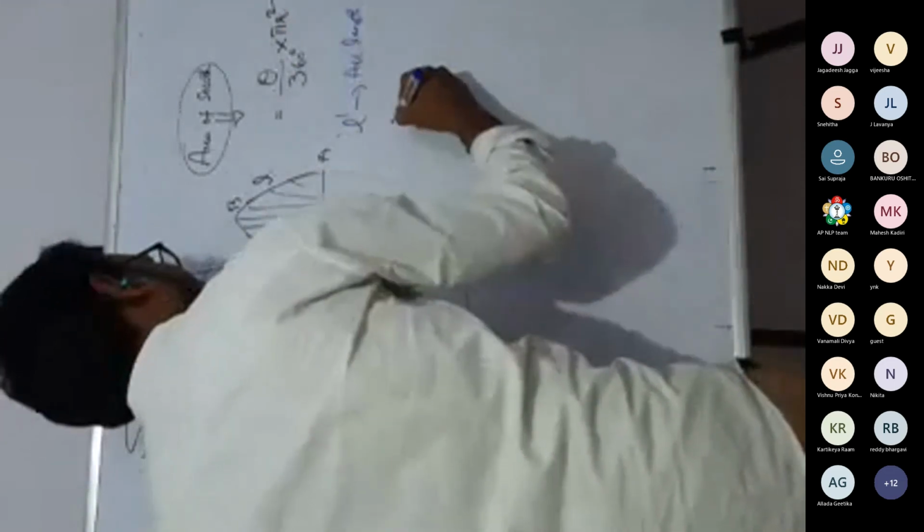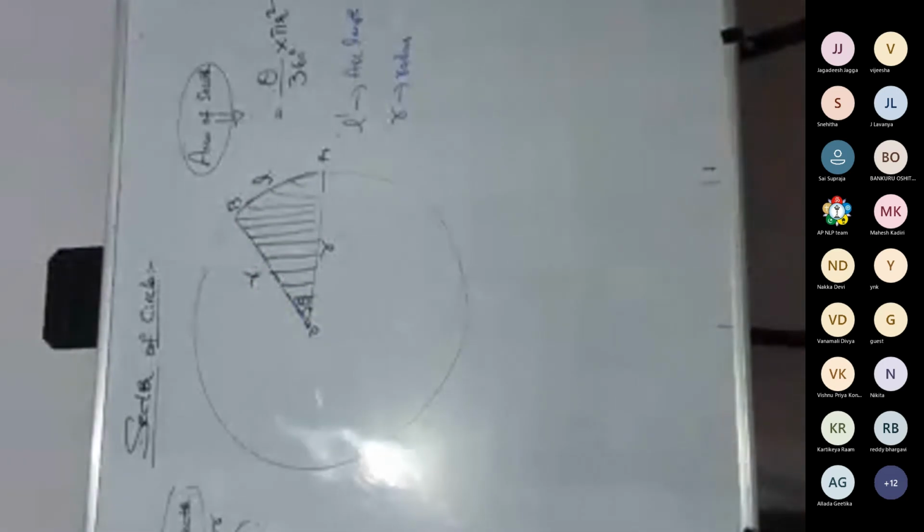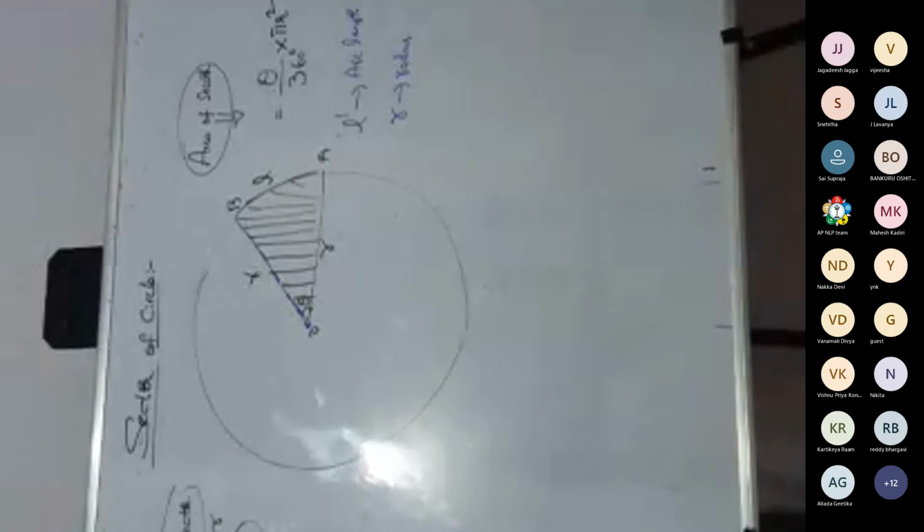Then what is R, sir? R is nothing but radius. Then what about the circumference? Here, for the circle circumference, L comes into the picture. That is arc length. We'll discuss while discussing the problems. So please note the formulas. Area of the sector is theta by 360 pi r square, and perimeter of the sector is L plus 2R.